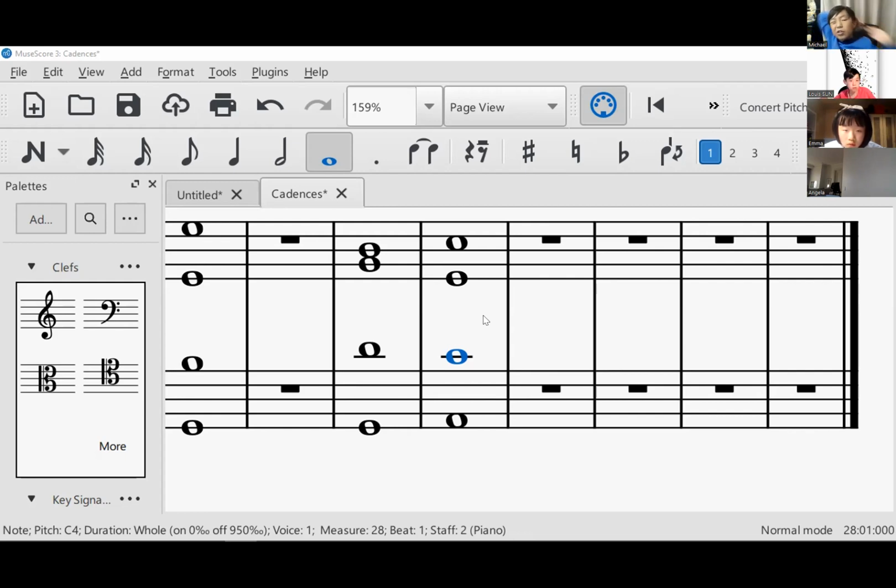Sorry, I had to go to the bathroom a bit before. What are we doing right now? Oh, interrupted cadences. The problems are in the chat. Interrupted cadence in G major and E flat major.